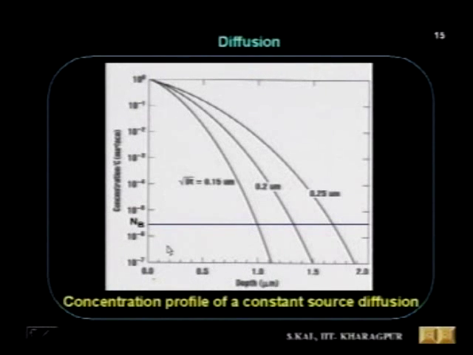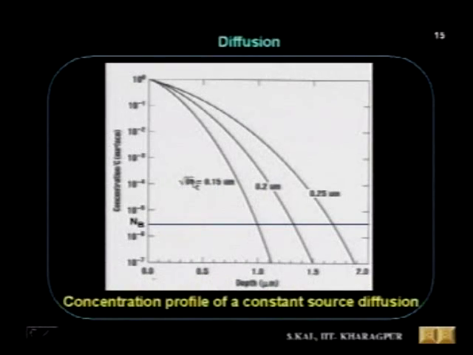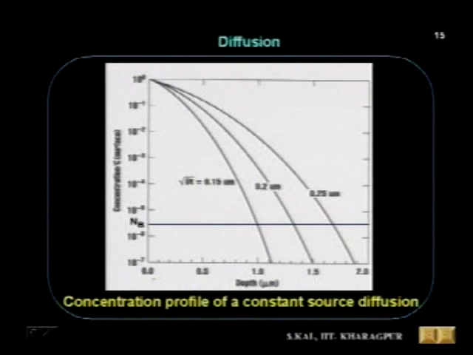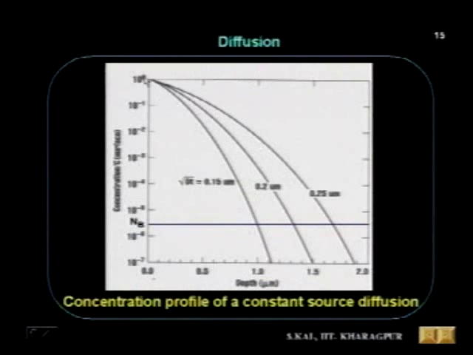You look at the figure. At x equal to 0, the concentration is the surface concentration. And if you increase the time, that means small t, or if you increase the temperature, that means you are changing the capital D. For those values, we found that at x equal to 0, the concentration remains constant. That is a constant source diffusion.